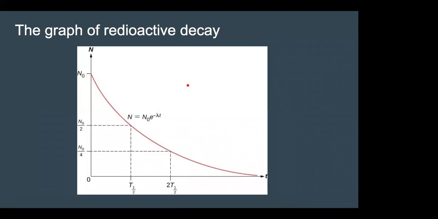And then this is an example of the graph of radioactive decay. N0 represents the initial amount of nuclei, and the whole curve is constantly decreasing all the time. The number of nuclei changes with respect to time, which is represented by t.